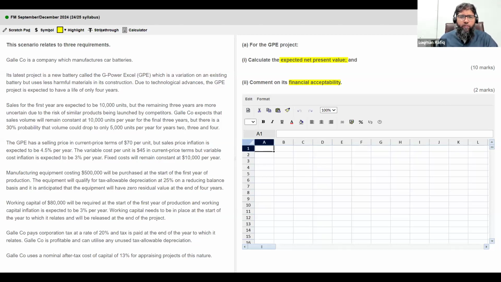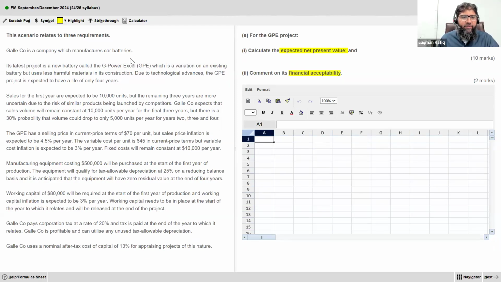Okay, let's begin. So basically, if we talk about this specific case, it says that Gall Company is a company which manufactures car batteries. Its latest project is a new battery called the GPE, which is a variation on an existing battery but uses less harmful materials in its construction. Due to technological advances, the GPE project is expected to have a life of only 4 years. So the life of this GPE project is going to be 4 years.